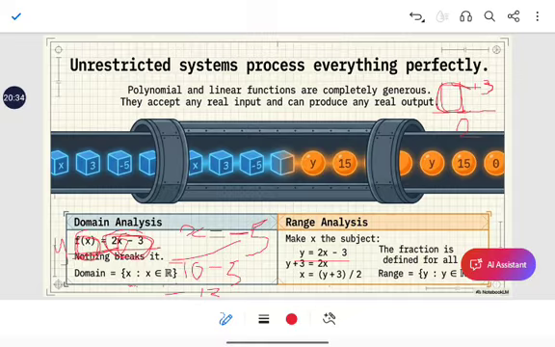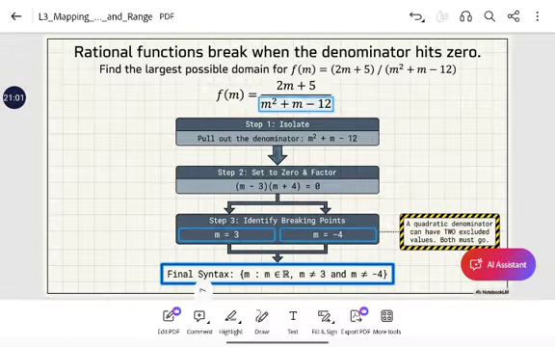Okay, good, because the y here becomes the independent variable because we're making x the subject. So for range, we make x the subject. For domain, we make y the subject. So if you are given a domain, you can find the range. If you are given a range, you can find its domain.